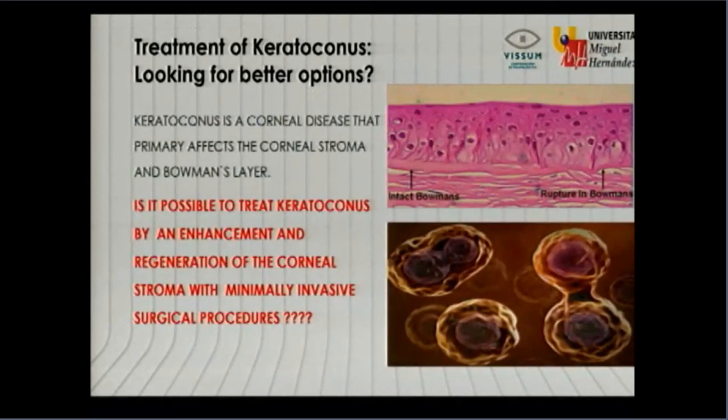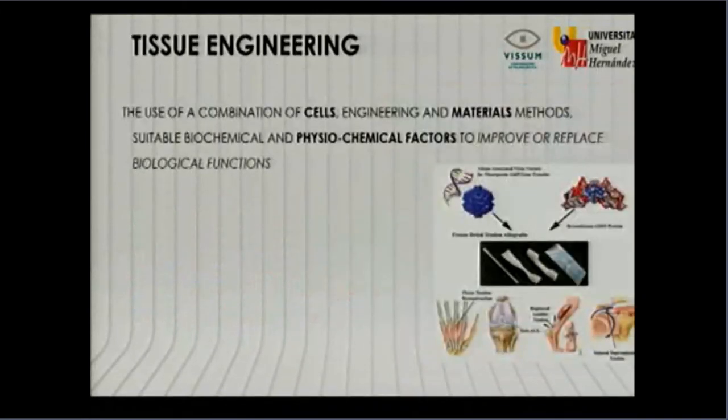The problem is that we have different therapies that are invasive, substituting the tissue by a corneal graft. But is it possible to treat keratoconus in a different way, creating the regeneration of the corneal stroma with a minimally invasive procedure? This was the question that we raised 10 years ago, starting with animal models that I'm just going to mention, but I will not go through, leading finally to something that is real, which is the possibility to treat keratoconus without any foreign tissue, without any foreign material.